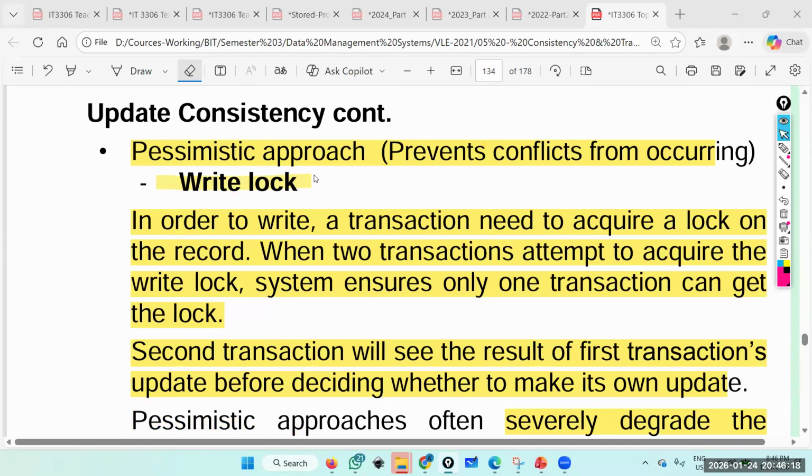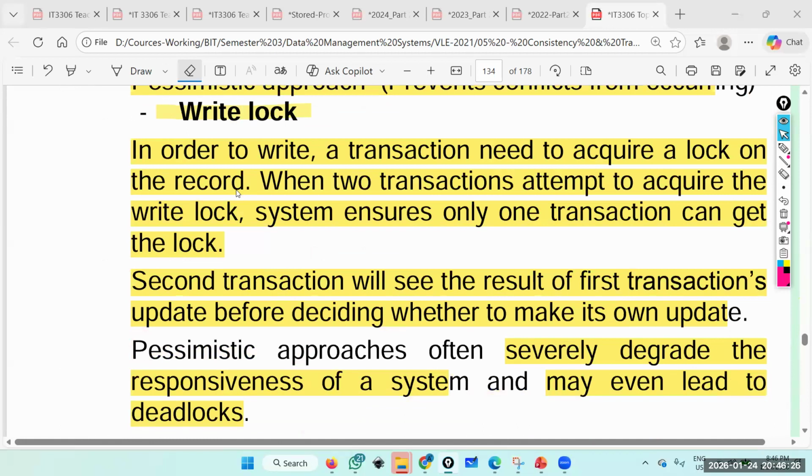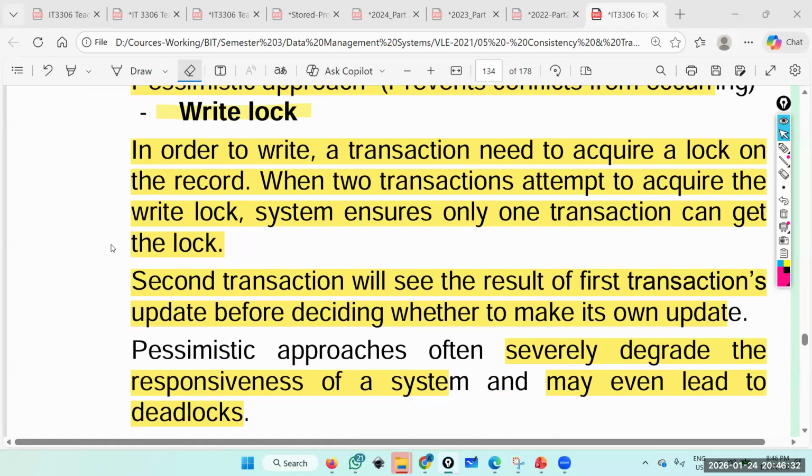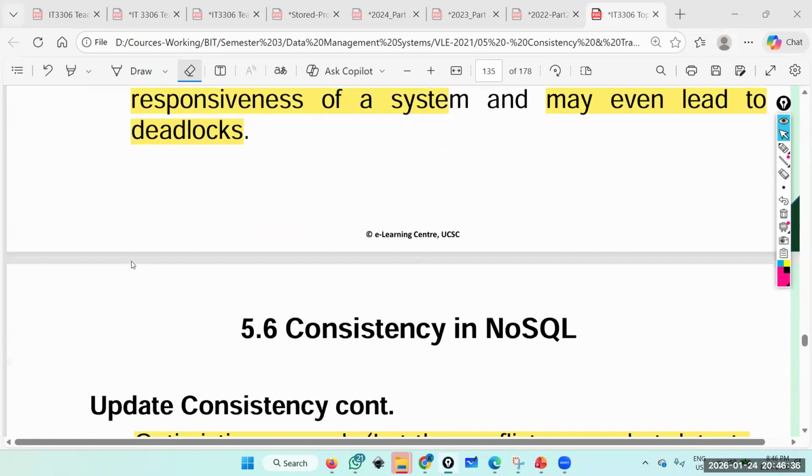Right, so this is the pessimistic approach, prevent conflicts. More and more locks will be used. Okay, because you are pessimistic. But this is less performing, right? Because you are taking a lot of precautions.